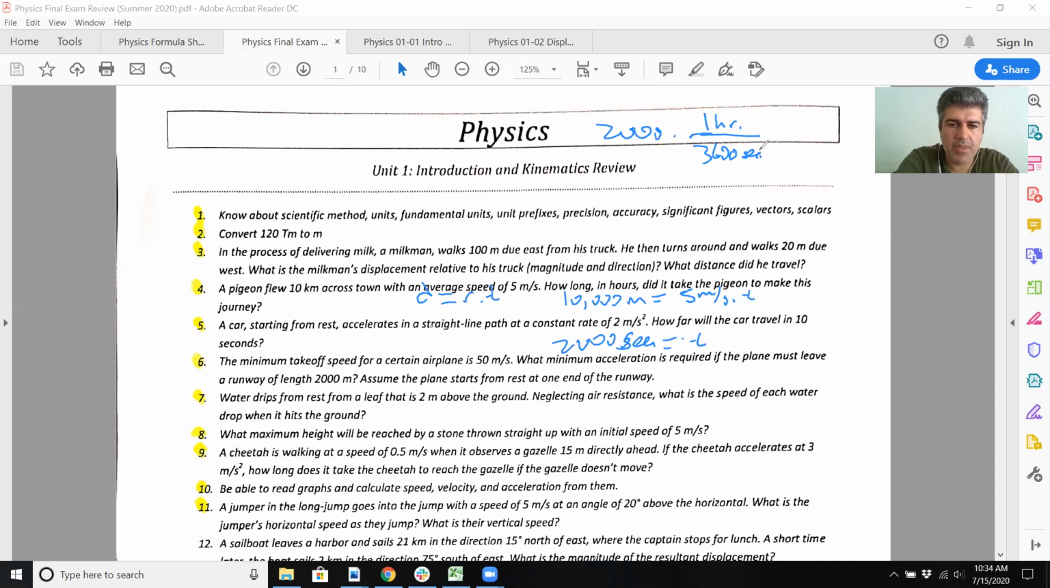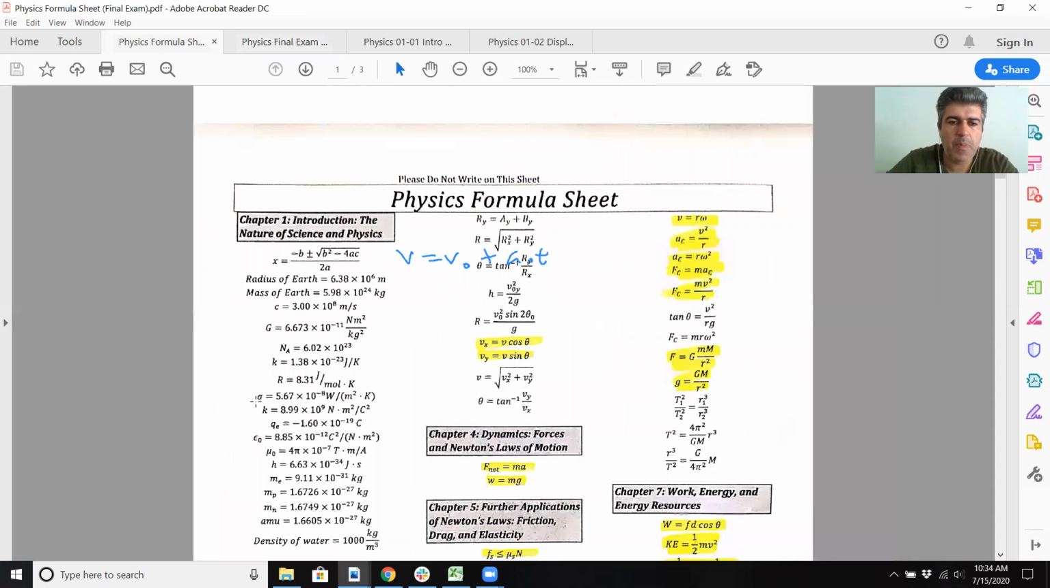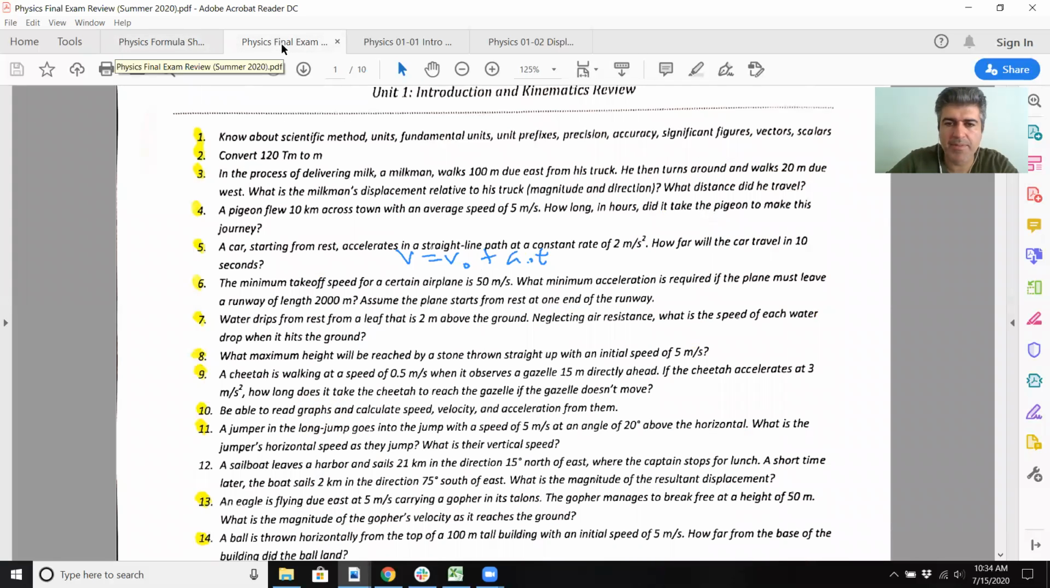5, remember how those problems work? Starting from rest, accelerate at 2 meters per second squared. How far will the car travel in 10 seconds? Remember, our final velocity is our initial velocity plus our acceleration times time. Remember, this is part of our formula sheets on kinematics, which is right here: velocity equals initial velocity plus AT. So you guys should be pretty comfortable with that. Just plug it in and work it out. I'll let you guys do that one.